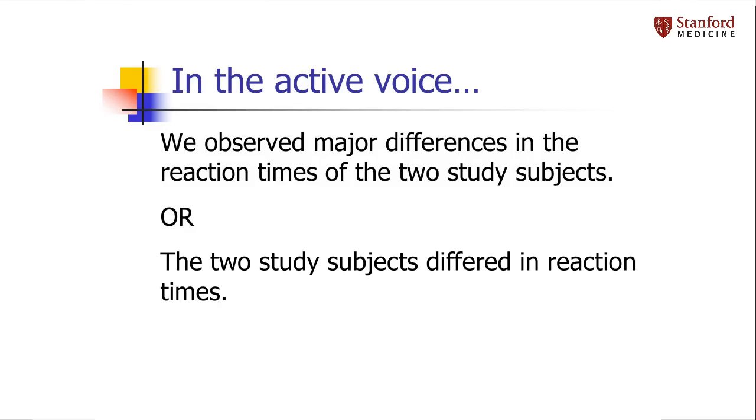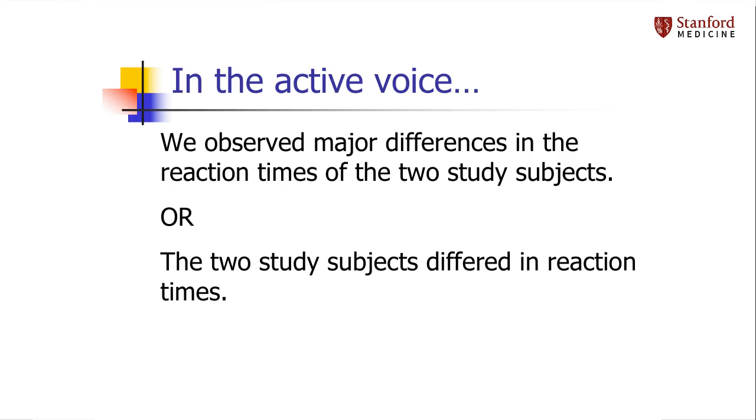To turn that one into the active voice, you had to recognize that there actually wasn't an agent in that sentence I gave you. So you had to guess that the agent is probably the authors of a scientific manuscript who are reporting this result. So you can say, we observed, or the scientists observed, or the researchers observed major differences in the reaction times of the two study subjects.